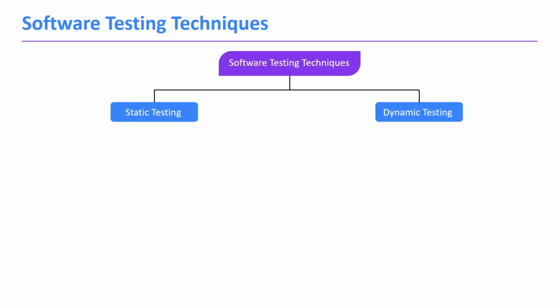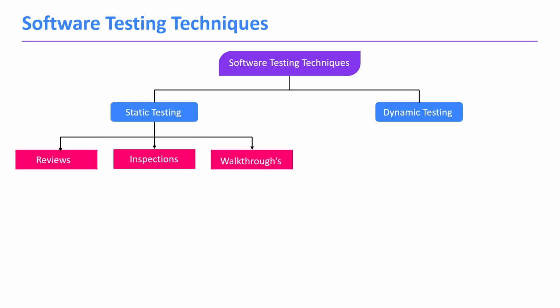So once the software application is ready, whatever testing we conduct on that actual software application, we call it dynamic testing. Static testing is further divided into three types: reviews, inspections and walkthroughs. All these three techniques are static testing techniques. Dynamic testing techniques are further divided into two categories: functional testing and non-functional testing. These two types of testing apply on an actual software application.